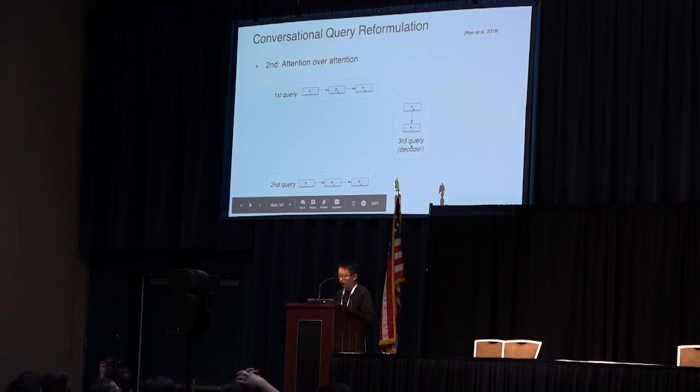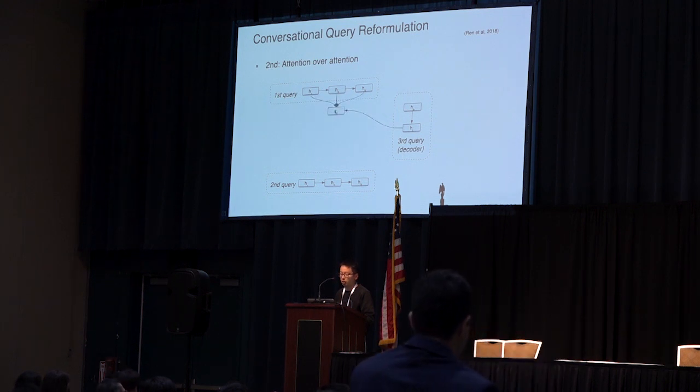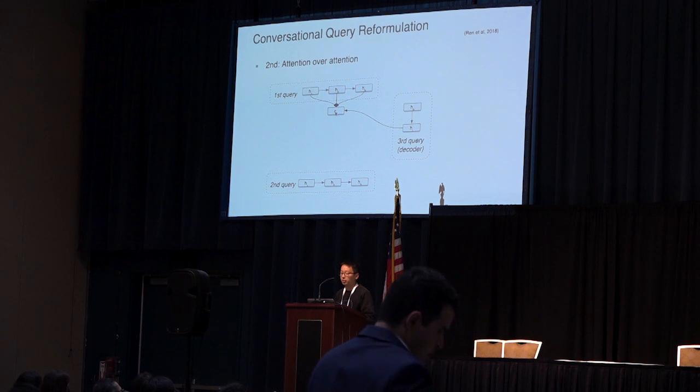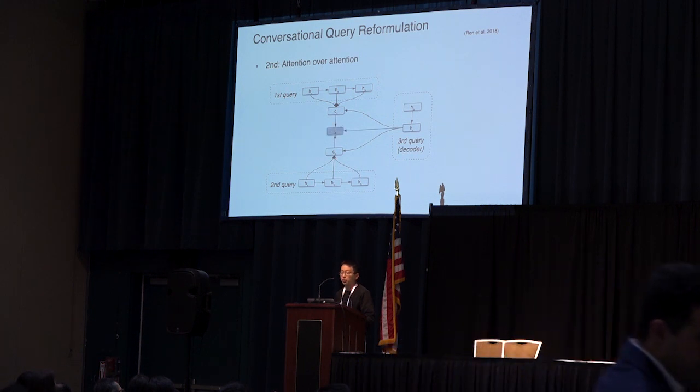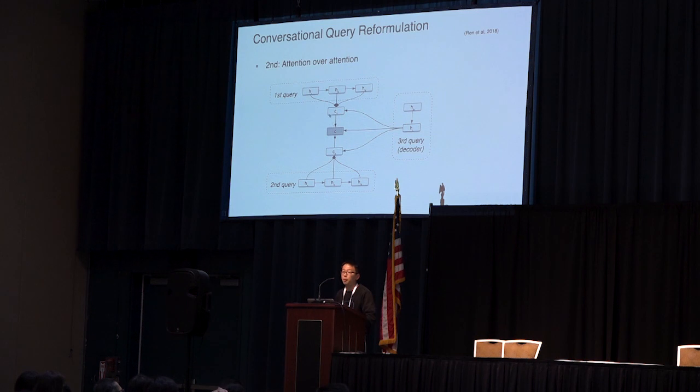For the third query, we are actually applying the decoder on it. You can generate a context vector, the attention vector, for the first query and for the second query. The final attention then tries to combine the information of the two attention vectors. By doing this, they are able to get a much better result.